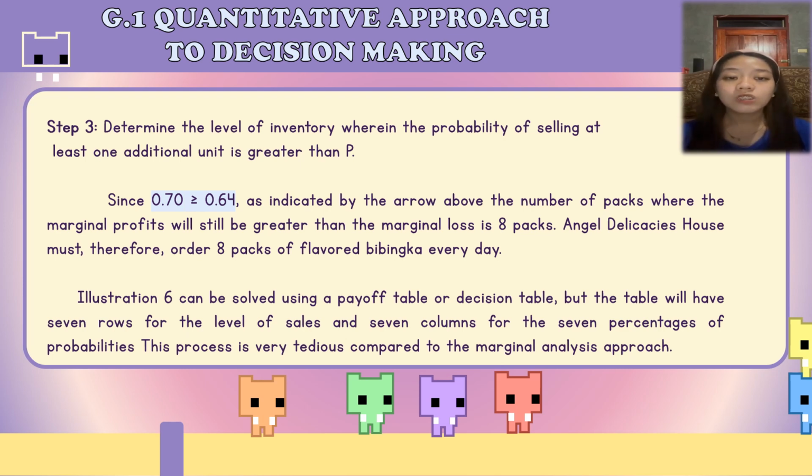So, illustration 6 can be solved using a payoff table or decision table, but the table will have 7 rows for the level of sales and 7 columns for the 7 percentage of probabilities. This process is very tedious compared to the marginal analysis approach.